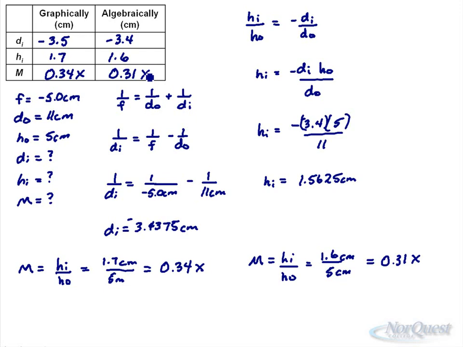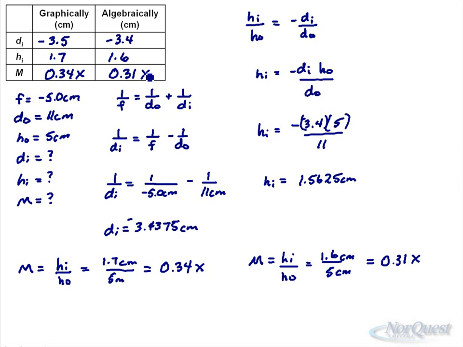There's two examples of mirrors. One is a concave, one is a convex. Draw two rays to find your image, and then remember anything behind the mirror, the distances will be negative, the focal point will be negative, and the image will be negative. Anything in front of the mirror, you will have positive values.